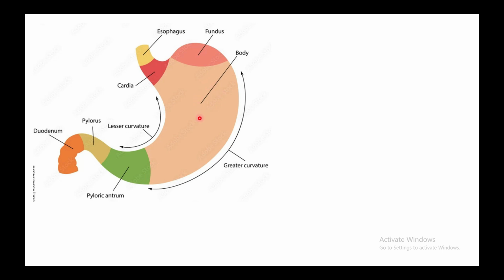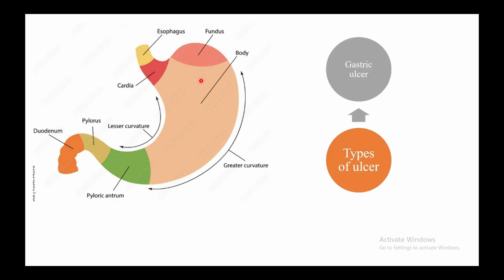For example, if the ulcer is in any part of the stomach, then it is called a gastric ulcer. For example, if the ulcer is in the cardiac part, the fundus, the body, or the pyloric antrum or pylorus, then the patient has a gastric ulcer. But if it is in the duodenum, in this area where you see the cursor, then it is called a duodenal ulcer.